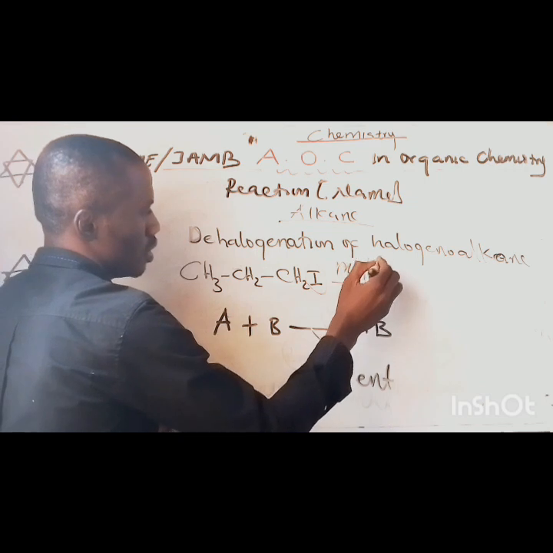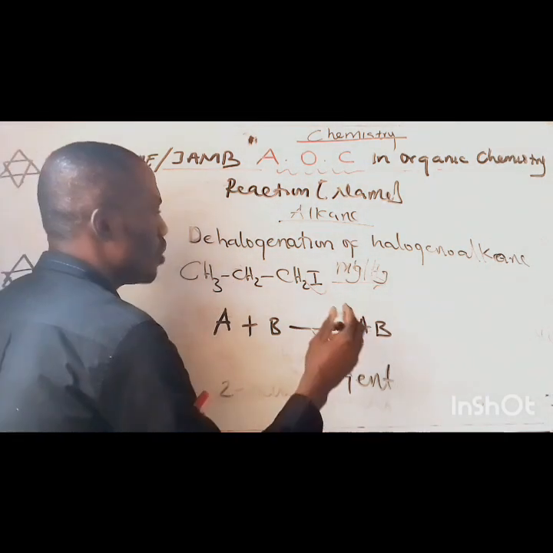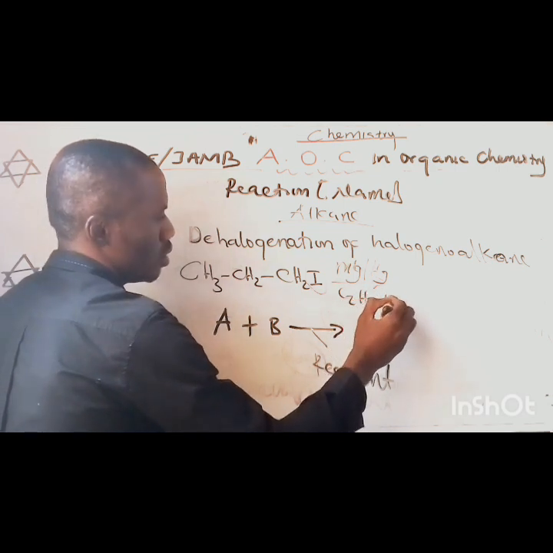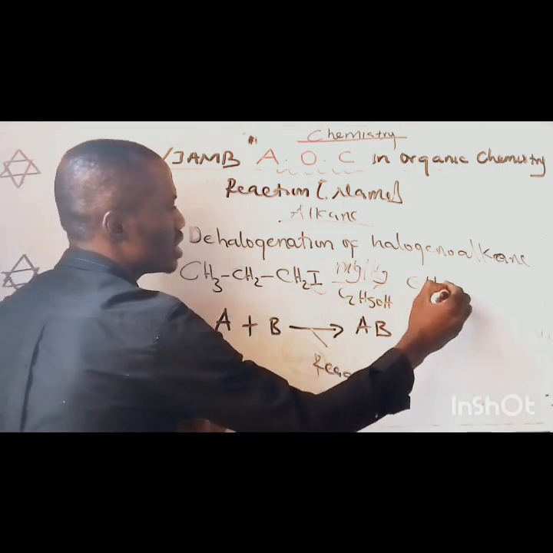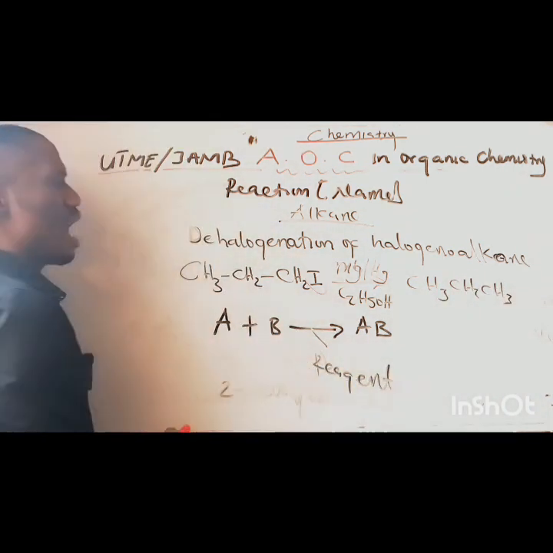Magnesium amalgam. Magnesium amalgam is magnesium in mercury. Magnesium amalgam and ethanol. Now, this will give you CH3, CH2, CH3. Have you seen that now?